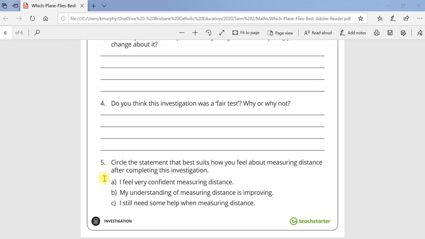And for the statements down below, write down how you feel about measuring distance after completing this investigation. Just write down which one. Maybe you're confident, maybe it's getting better as you go along, or maybe you need some help. There are no right or wrong answers for that.